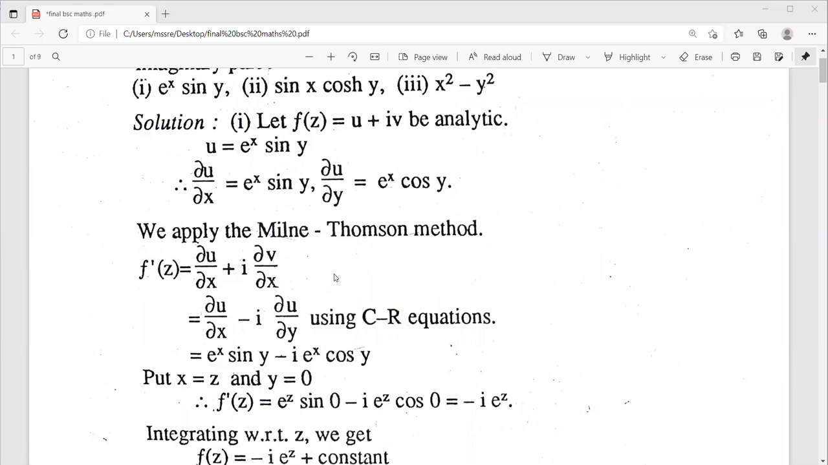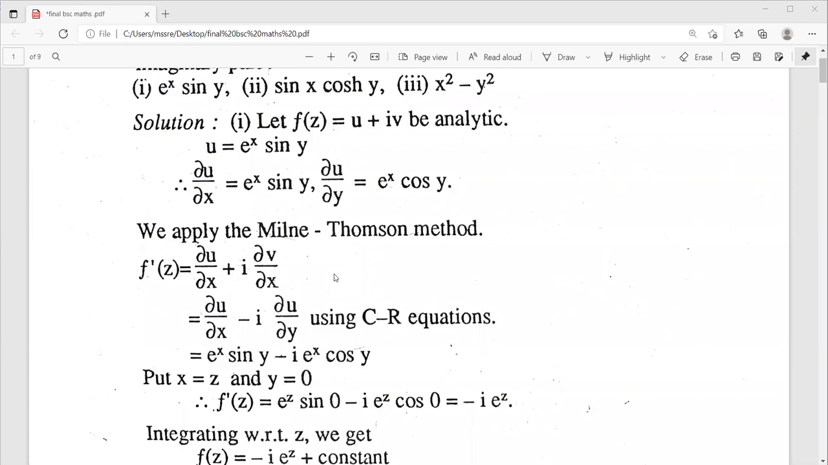If you put x equals z, so f dash of z equals e raised to z, y is 0, sin 0, minus I into e raised to z, because x is z, into cos 0. But sin 0 is 0, remember. Cos 0 is 1. You will get minus I e raised to z. This is f dash of z.